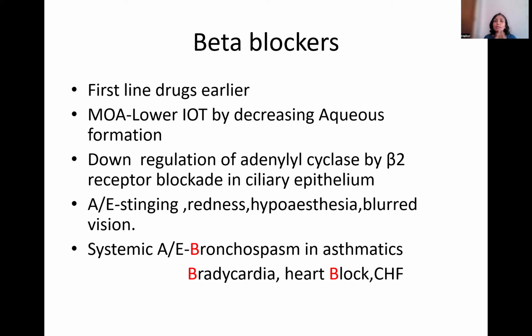Now, what about the systemic adverse effects? Of course, beta blockers will cause all the adverse effects that start with B. So it will be bronchial asthma or bronchospasm, then bradycardia, then block, that is heart block. So all of them are starting with B. Beta blockers will cause bronchospasm or bronchial asthma, bradycardia, heart block, and exacerbation of congestive cardiac disease.